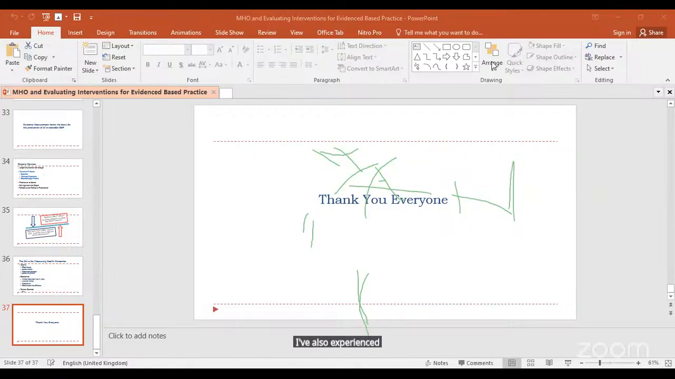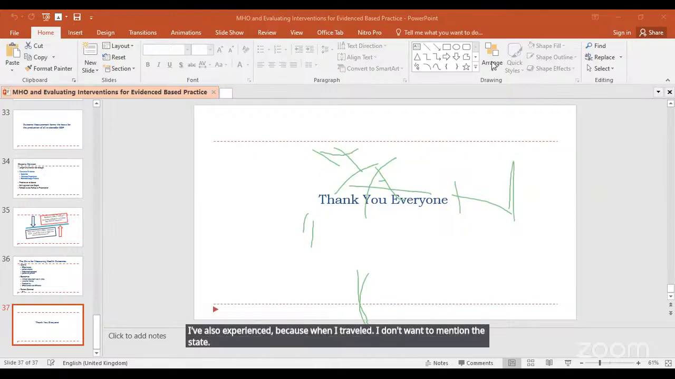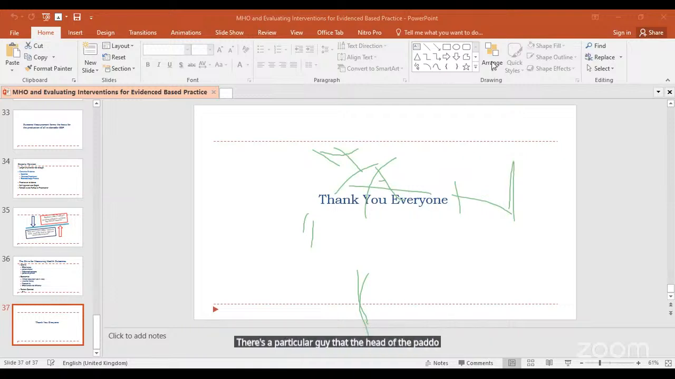I've also experienced this, because when I traveled, I don't want to mention the state, there's a particular guy that the head of the department was telling me about, because he has attended some of my workshops. He said he's very hardworking, very hardworking. And I realized almost everybody is dumping their work on him because he's hardworking. I didn't say anything to him because I don't want to discourage him. If he's listening to my lecture today, this is the forum to say something, because I don't want to go to their department and seem to incite him. But I pitied him because I don't know how long he's going to keep up being so hardworking, and almost everybody is avoiding the jobs that he's ready to take up, and nobody is cautioning.